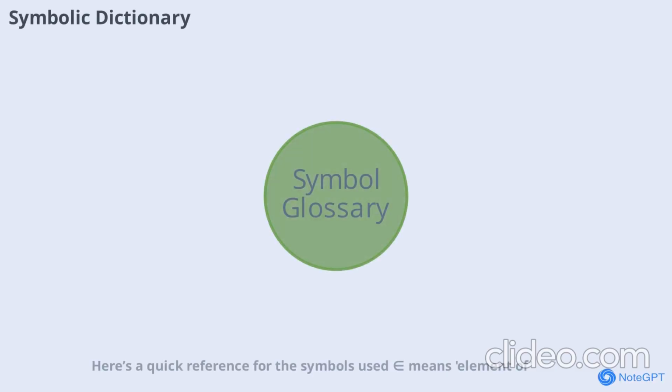Here's a quick reference for the symbols used. ∈ means element of, ⊂ means subset of, ∀ means for all, ∞ is everything, ∅ (O stroke) is nothing, EXT is expansive energy, IXT is integrative energy, and DX is an infinitesimal element. These symbols make it easier to express complex relationships in a compact form.